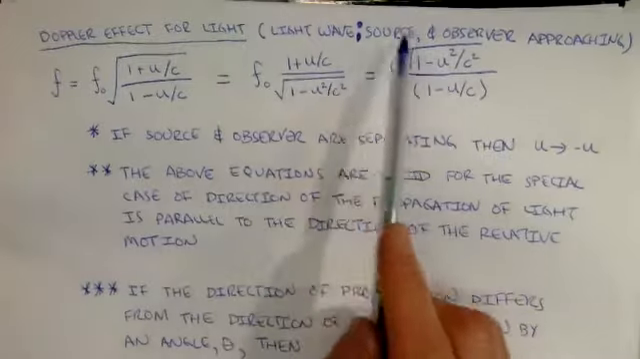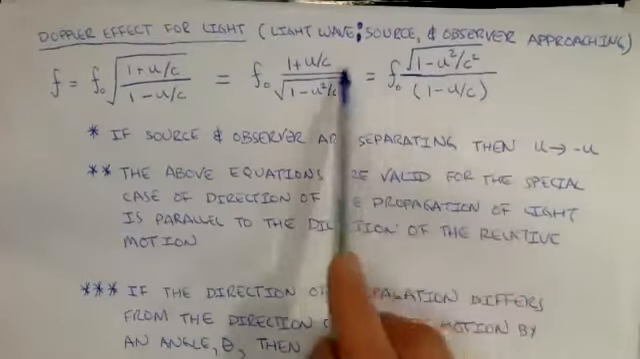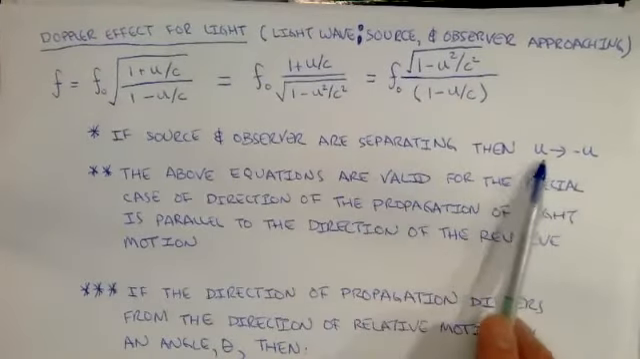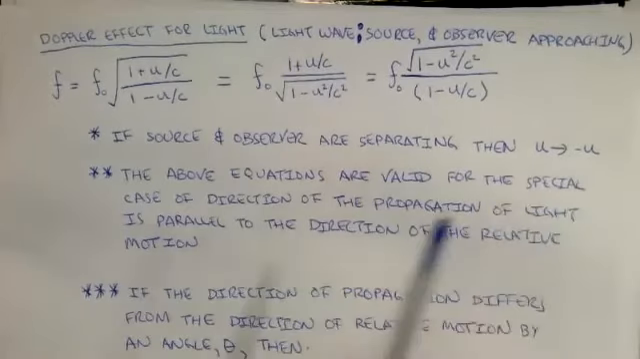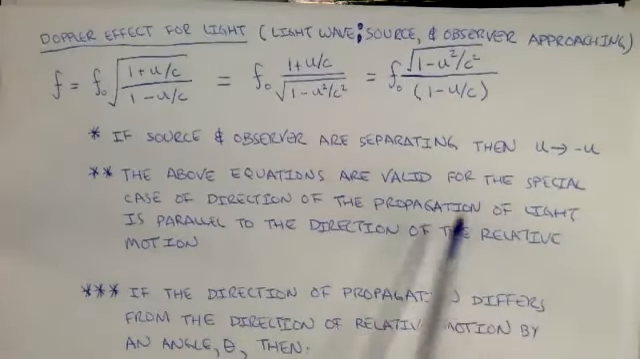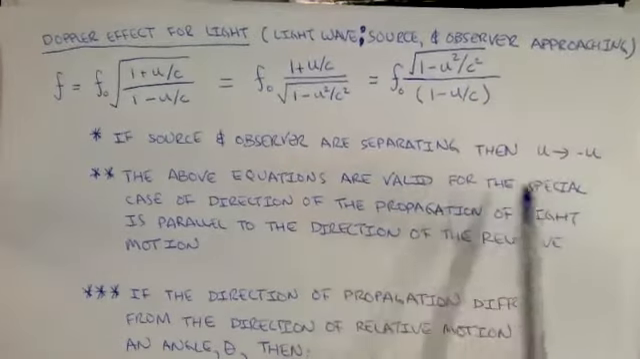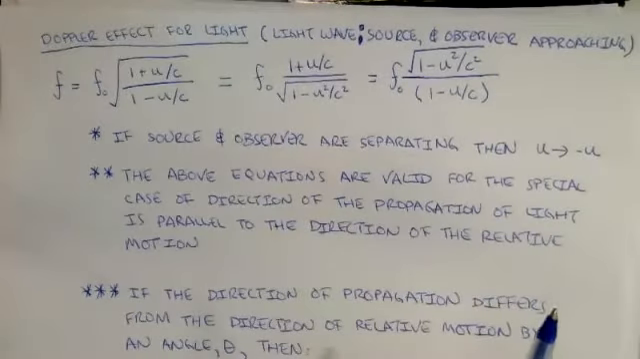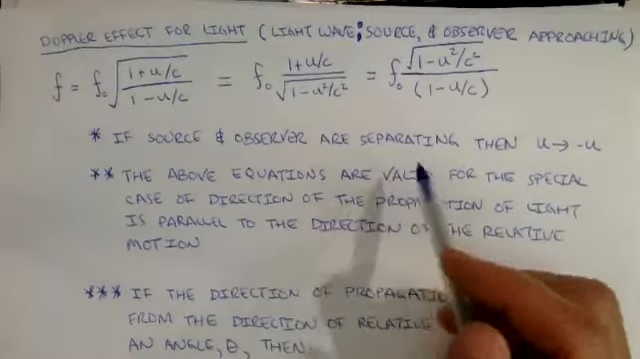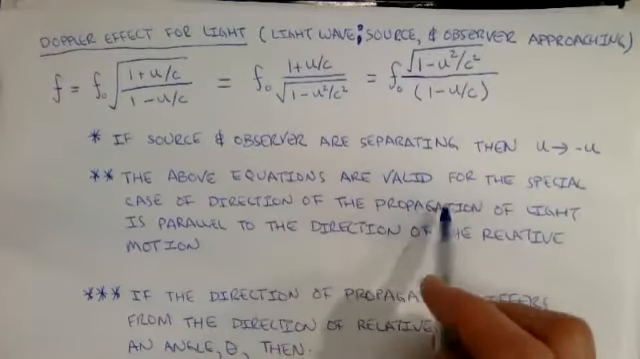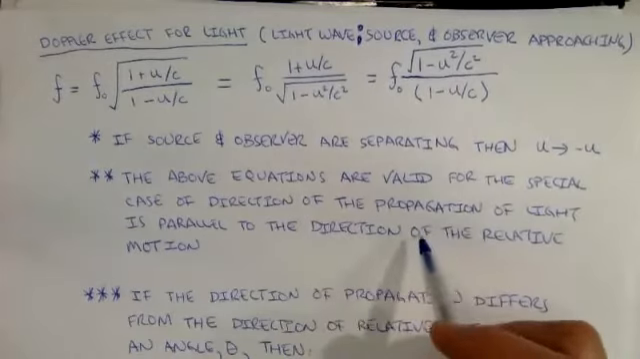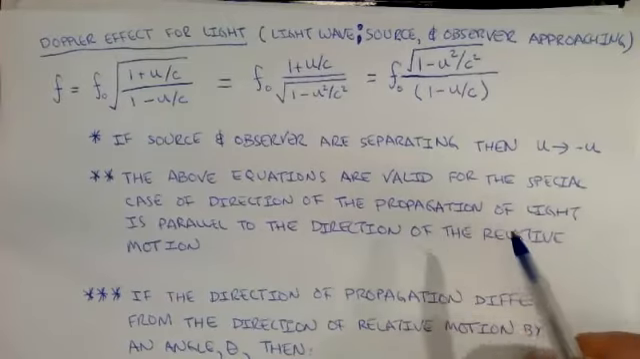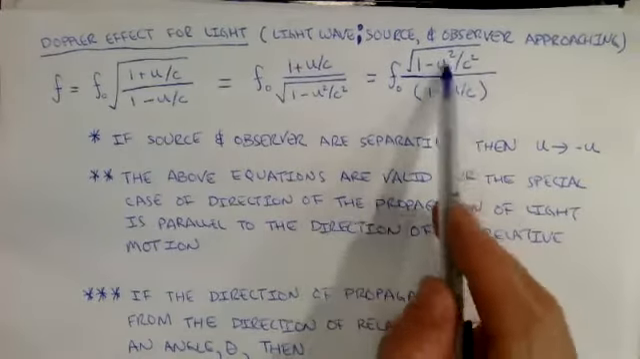I'll again remind us, this is the case of the source and observer approaching one another, and if you want to swap out the case where they're moving away from each other, the u's all become minus u's. This is only true if they are moving apart or moving towards one another. In other words, not only that, but also the direction of the propagation of light is parallel to the direction of the relative motion u.